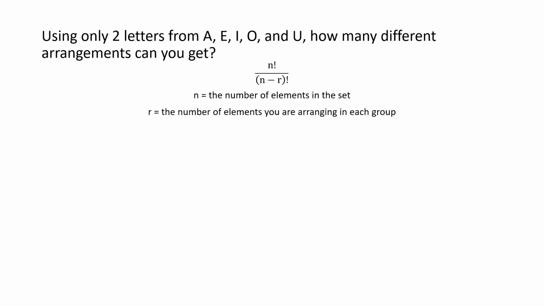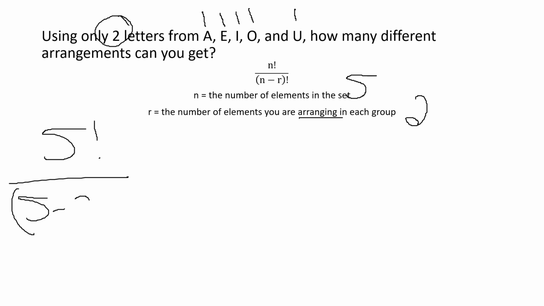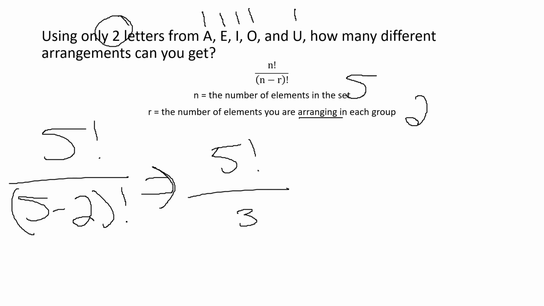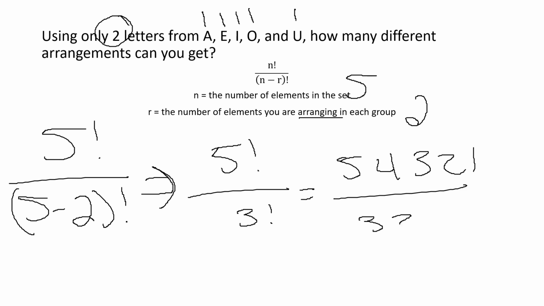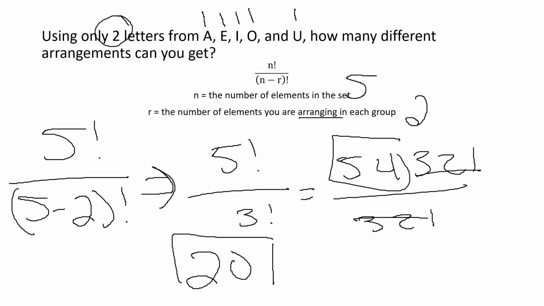Using only 2 letters from A, E, I, O, and U, how many different arrangements can you get? So the number of elements in the set, 1, 2, 3, 4, 5. I have 5 in my set, but the number of elements I'm going to be arranging are only 2. So 5 factorial over 5 minus 2 factorial, which is 5 factorial over 3 factorial. If I write them out, these cancel, and I'm left with 5 times 4, which is 20.